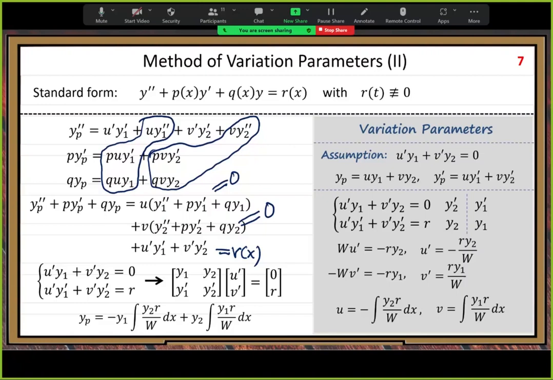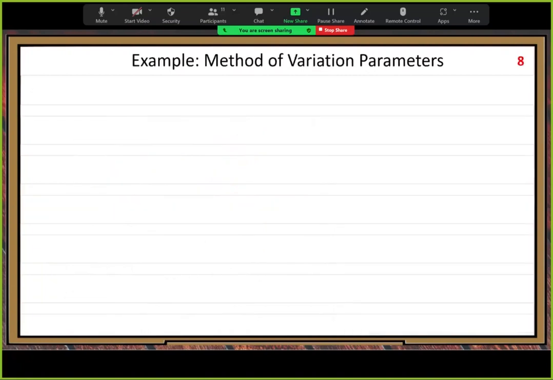Later, when you have that problem, just apply this formula. Okay? So we just have to plug in? Yeah, plug in.